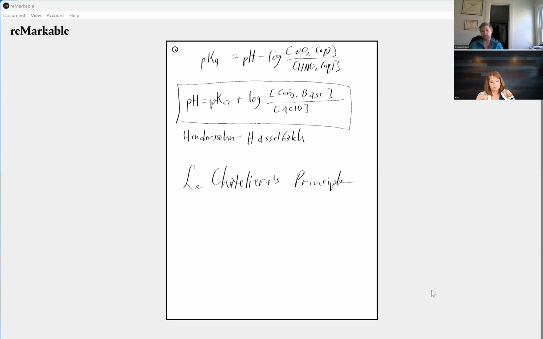And I love Le Chatelier's principle. One of the things that I love about Le Chatelier's principle is how fun it is to say Le Chatelier's principle. Le Chatelier's principle states that if we add stress to a system, the system will respond so as to relieve that stress. In equilibria, it means that we can be bullies. We can shift the equilibrium left and right.